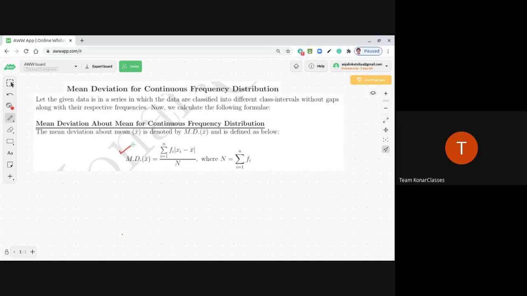So what we will do, students, is first take an example to show you how we are finding it. And when you find it, you will find that it is a very tedious task. And as it is a tedious task, we can find a more shortcut method to find the mean deviation about median for continuous frequency distribution.